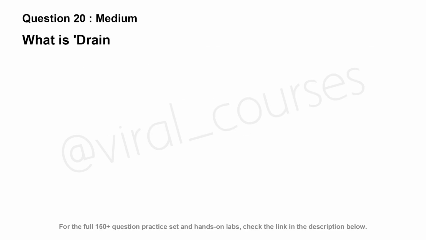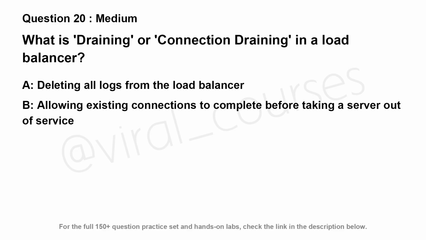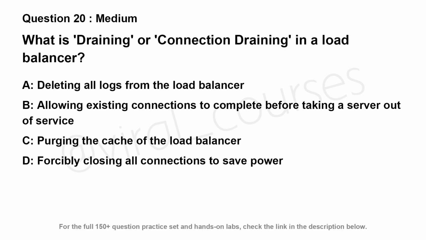What is draining or connection draining in a load balancer? Option A, deleting all logs from the load balancer. Option B, allowing existing connections to complete before taking a server out of service. Option C, purging the cache of the load balancer. Option D, forcibly closing all connections to save power.